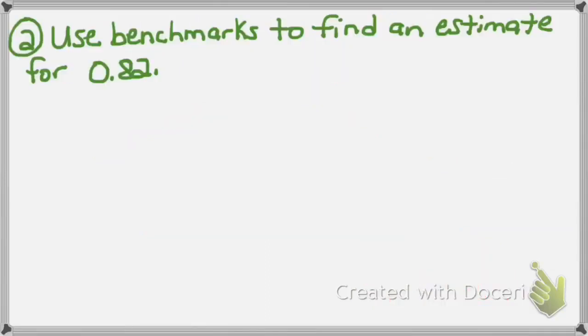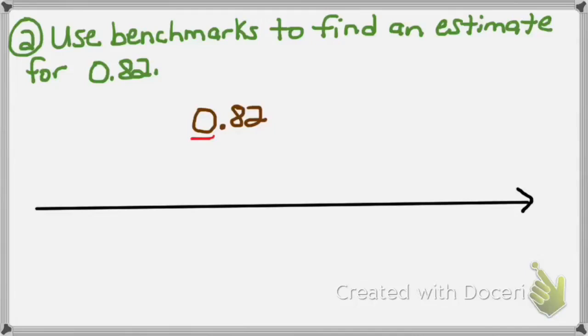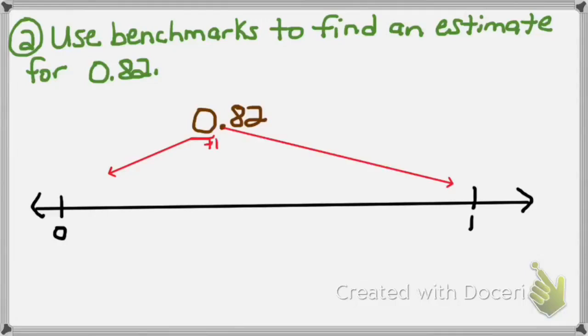Let's take a look at a similar example. Example number 2 says use benchmarks to find an estimate for 0 and 82 hundredths. Again, as soon as I see benchmarks, I'm going to think money. And in my brain, this is going to be $0.82. Well, I need to find my whole number that they give me, which is the 0. I'm going to draw my number line. My low end number will be the number they give me, which is the 0. My high end number will be 1 more than that, and 0 plus 1 equals 1.